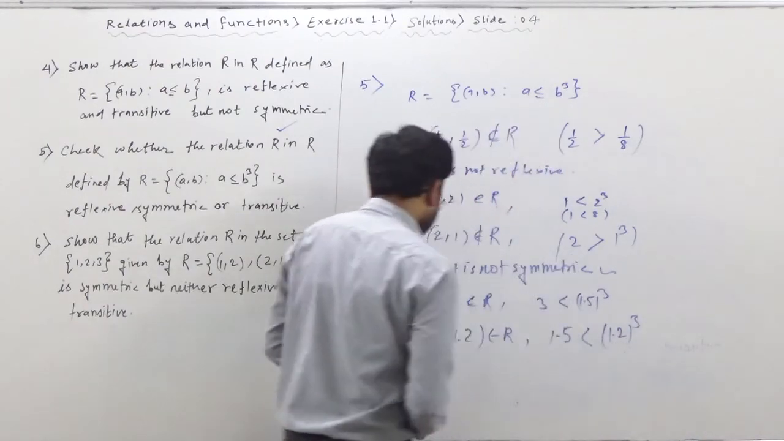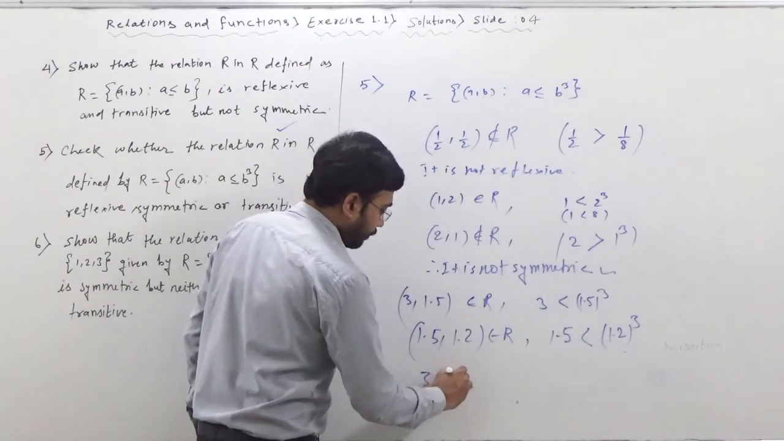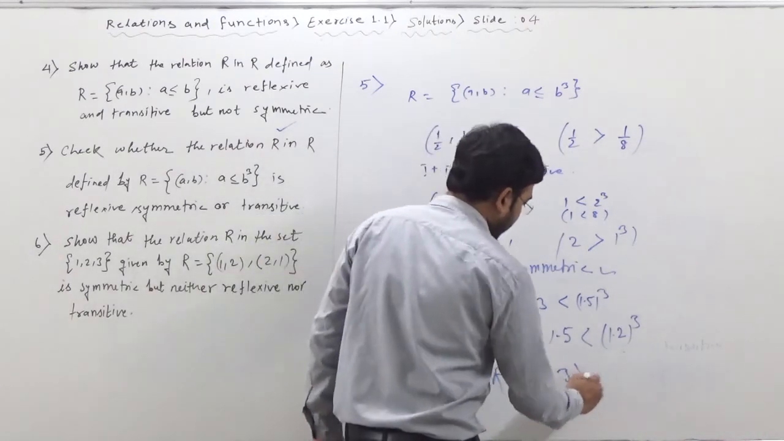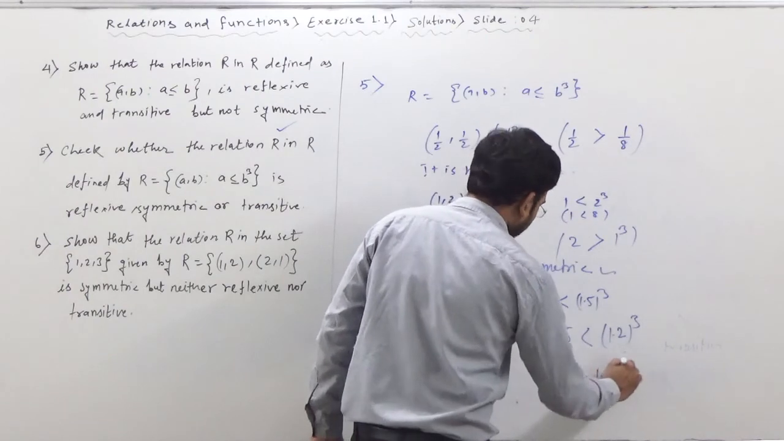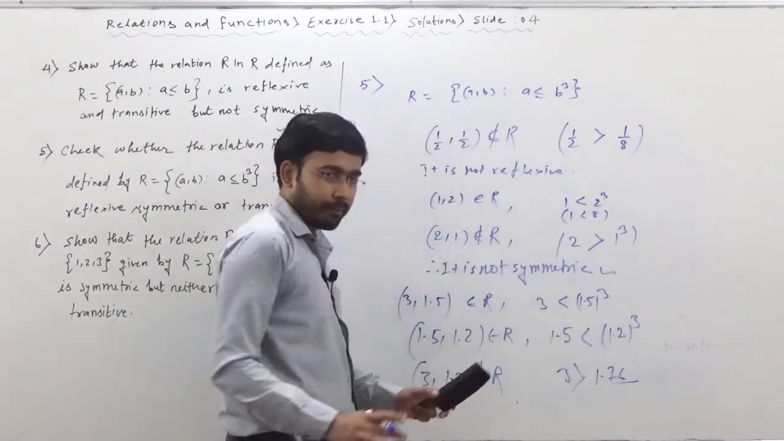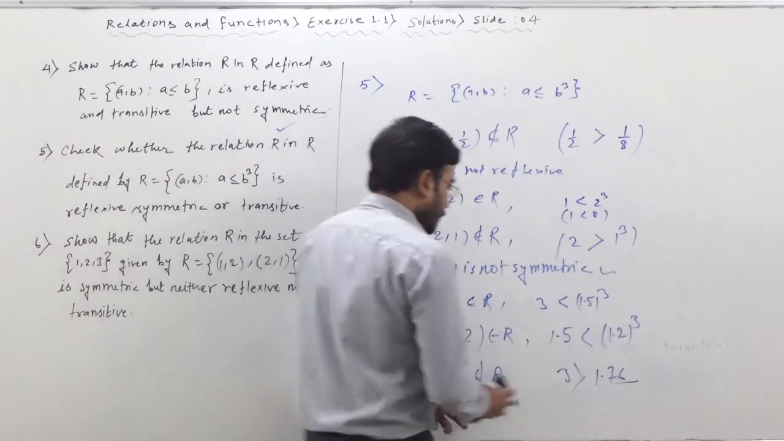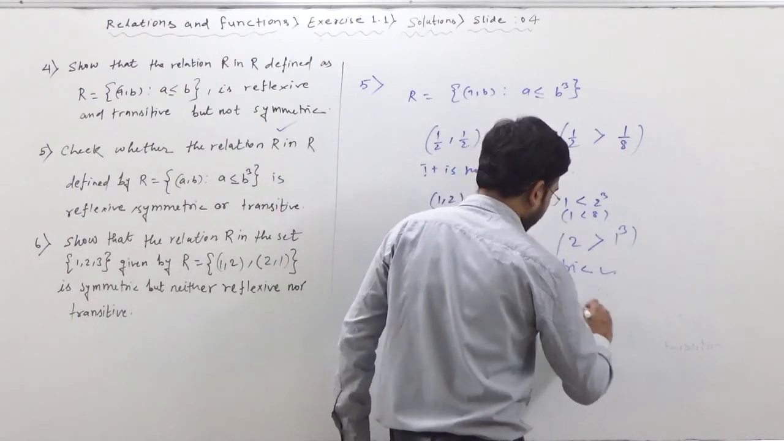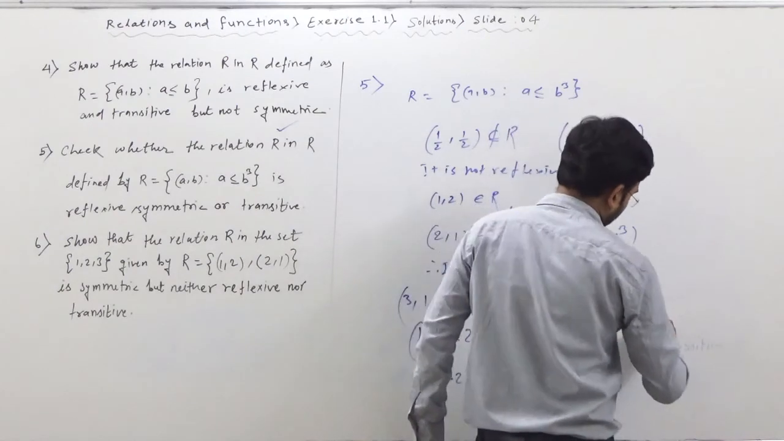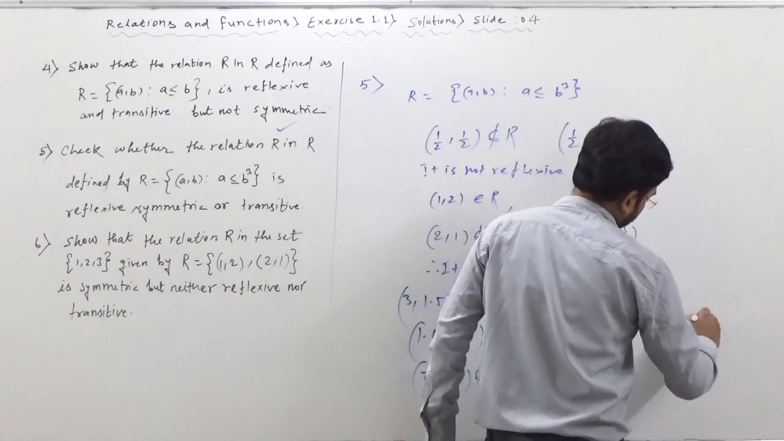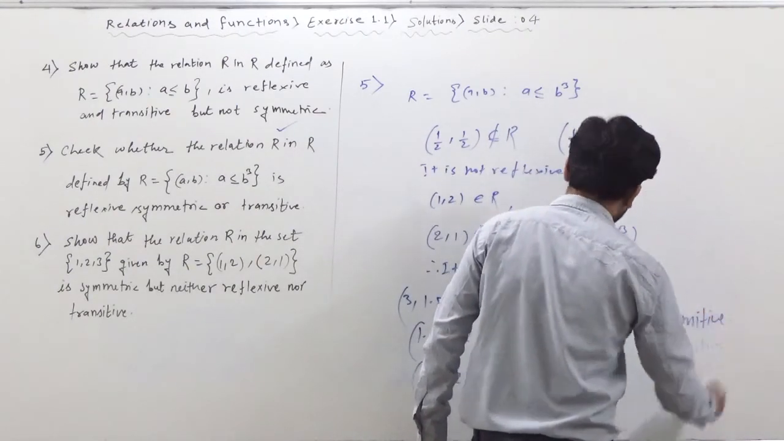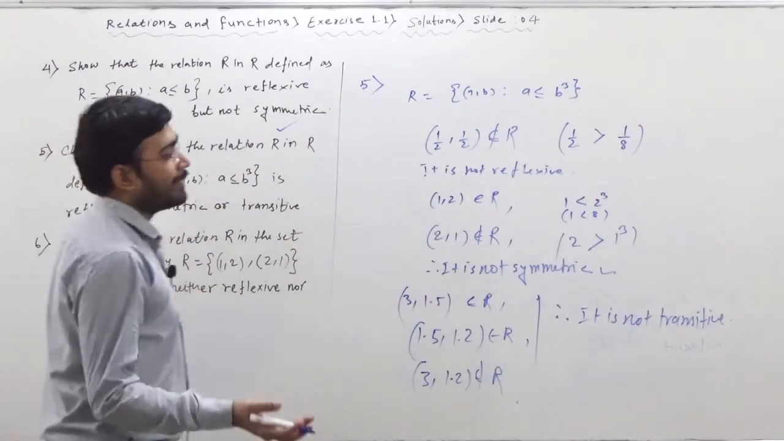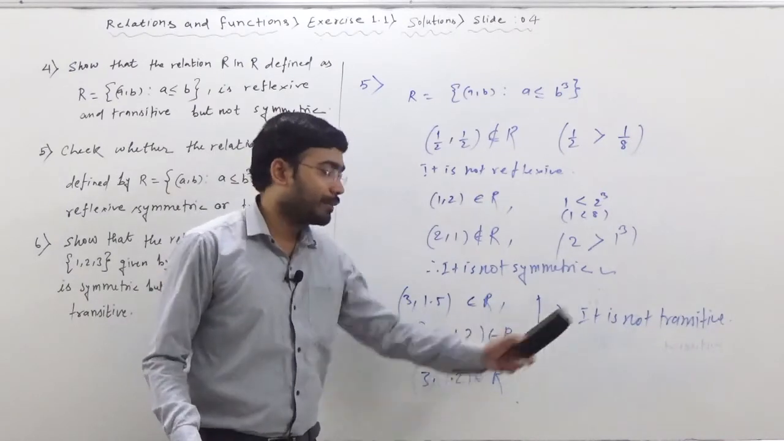So this is accepted. Now can you tell me (3, 1.2) will be accepted? No, because 3 will be greater than 1.76 or 1.73, whatever it is coming. So you can just check it out. So this is not possible. So here we can write down, therefore it is not transitive. It's not going to be a transitive. Therefore this particular relation is neither reflexive nor symmetric nor transitive.